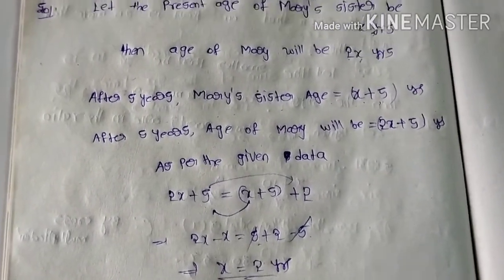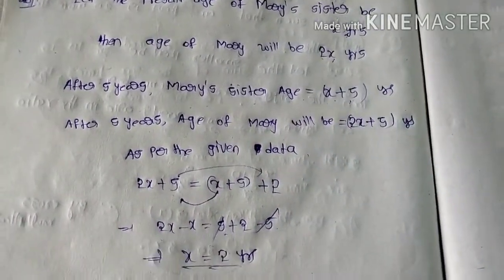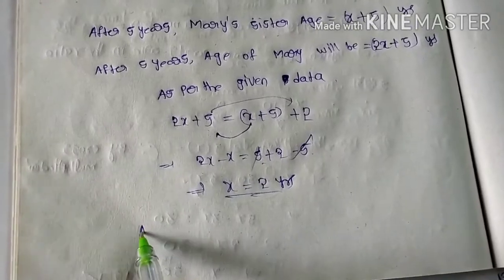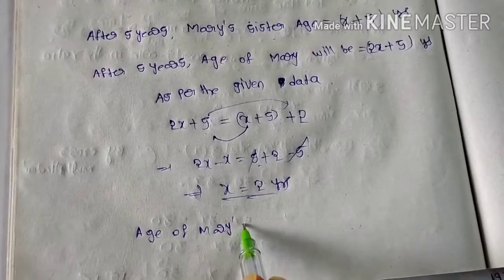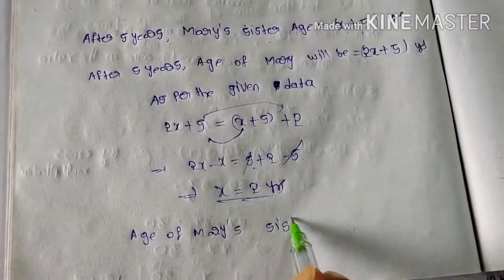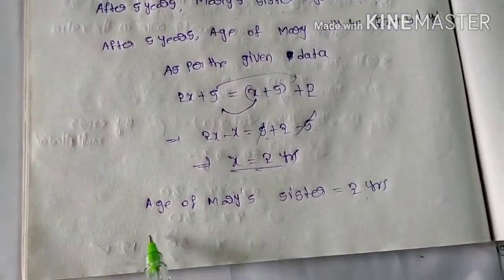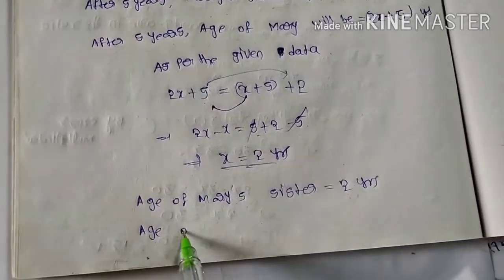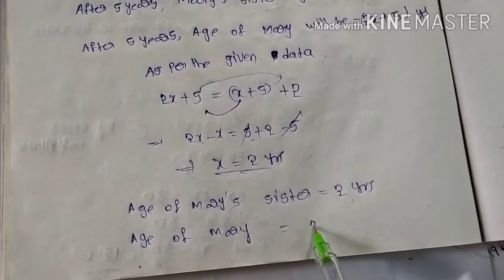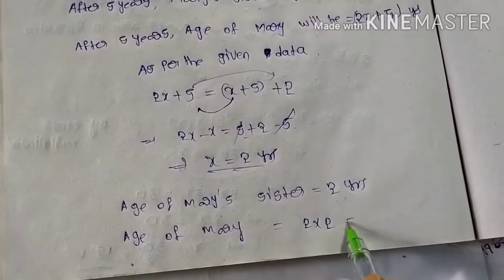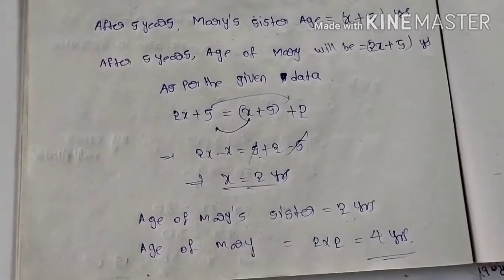2 years age. That means first you can see here present age of Mary's sister. You can write here age of Mary's sister. Age of Mary's sister is how much? 2 years. Next you can see here age of Mary is equal to how much? 2x. That means here 2 into 2. That means you will get how much? 4 years. This is your answer.